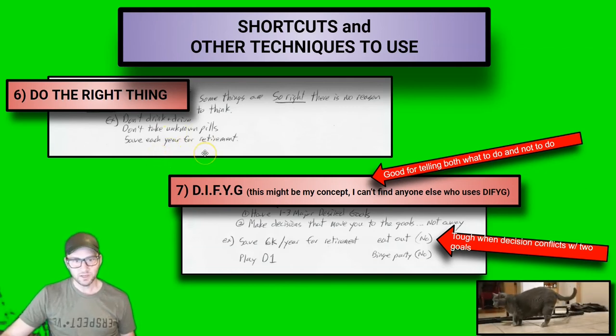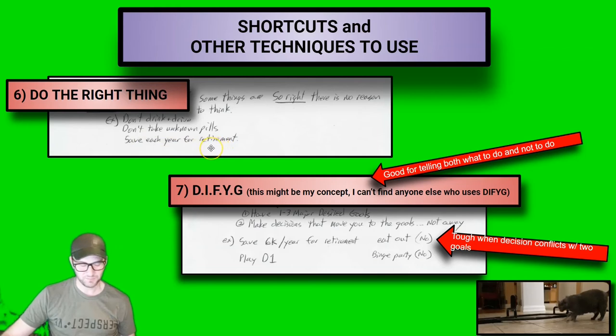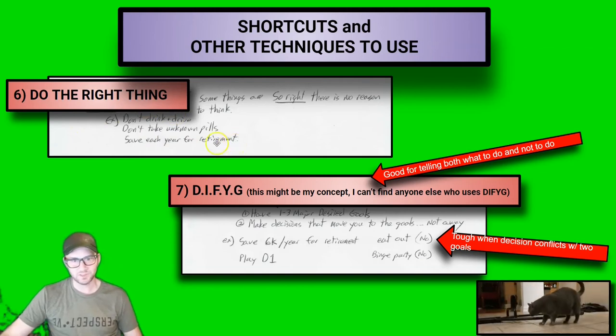To some degree, it's save each year for retirement. Now, I get it. Sometimes you have to make a different decision, but almost all the time, it's just the right thing to do. So save each year for retirement. Obviously, save each year for retirement. That's not 100% a do-the-right-thing shortcut. I'm just saying it because I'm a big retirement saver, okay? And that's probably for the best for you. But simple: don't take unknown pills. Don't drink and drive. I mean, you could put wear your seatbelt in there.